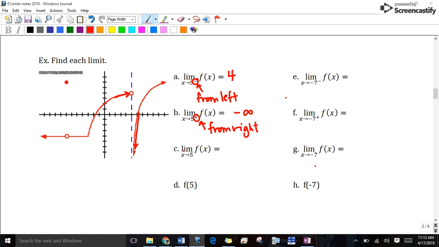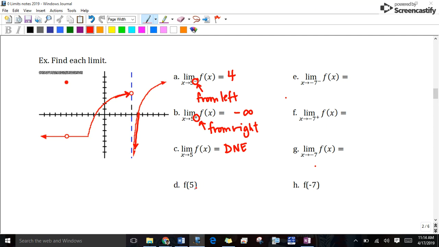So what happens is the limit as x approaches 5, no plus or minus, so this would be both sides. Where would the left and right both be approaching? I got two drastically different answers. One is 4, one is negative infinity. These two pieces will not approach that same value. So this is a case where I would say this limit does not exist. The two sides do not meet up.